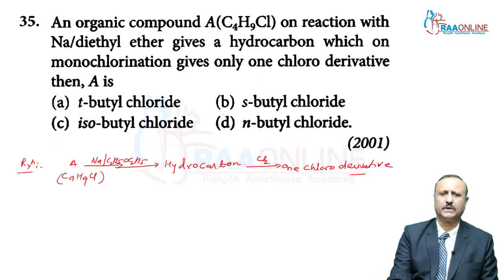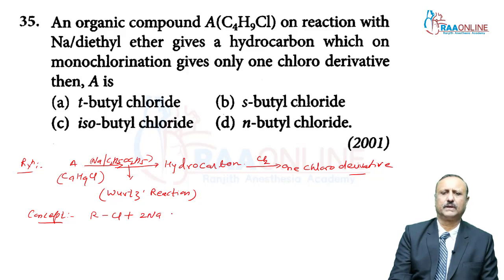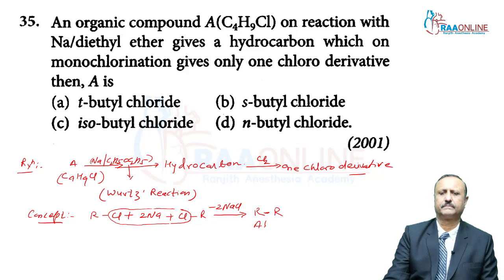It means this reaction of sodium and ether, my dear students, is a name reaction and it is called Wurtz reaction. Now you think about this Wurtz reaction. What is the concept here? In the Wurtz reaction, RCl reacts with sodium in ether, and another molecule of RCl also reacts. Both react with each other, twice NaCl is removed, and you get alkanes.